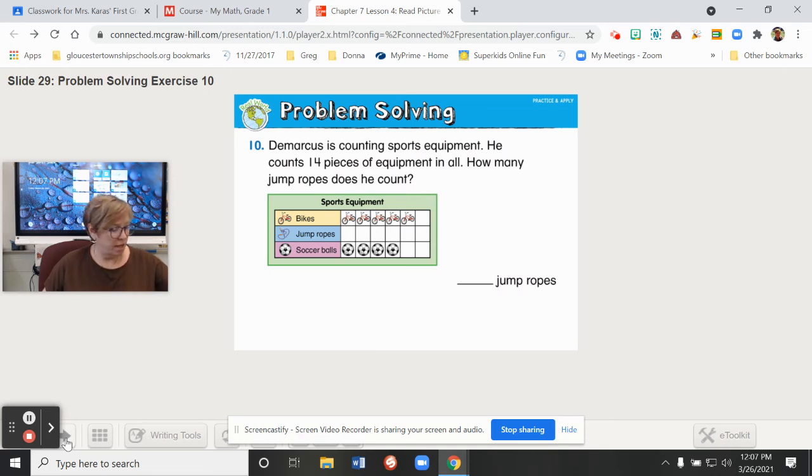All right, so a little bit of problem solving here. Let's look. DeMarcus is counting sports equipment. He counts 14 pieces of equipment in all. How many jump ropes does he count? Okay, so pause, figure out what he has, and then don't forget to draw in your jump ropes. Pause and solve now. Okay, here's your solution. 5 jump ropes. So here you could just kind of draw some squiggly lines to represent jump ropes. Okay.